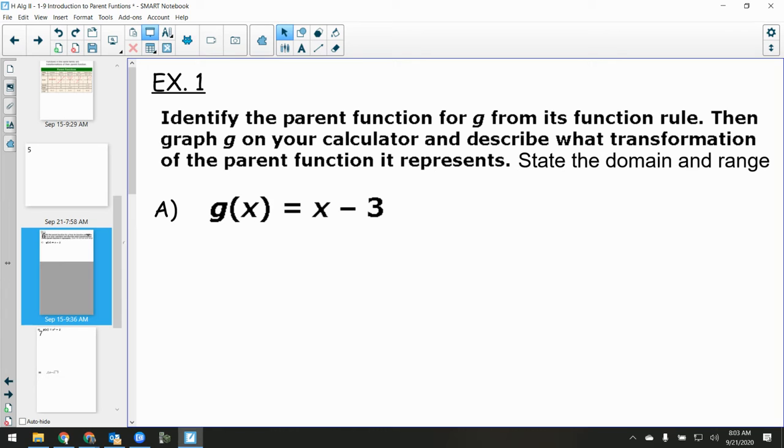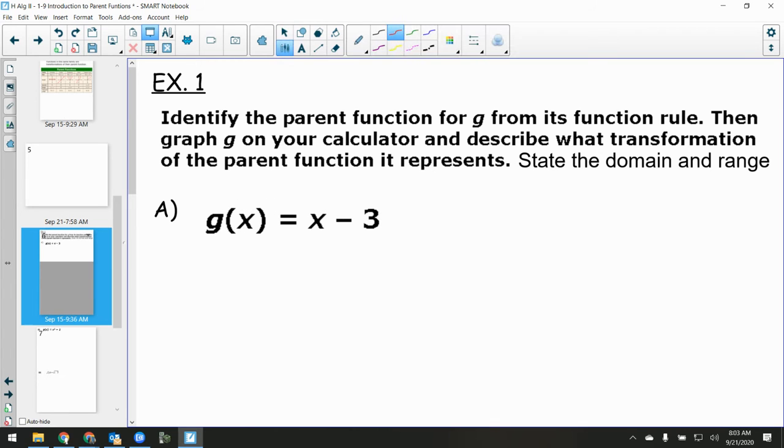F of x is equal to x, right? So the parent is f of x is equal to x. Please don't say linear. That's the family name. I want the parent function. Okay, identify the parent function. Check. Then graph g on your calculator and describe what transformation of the parent function it represents.